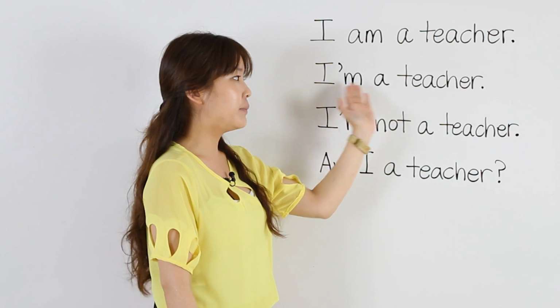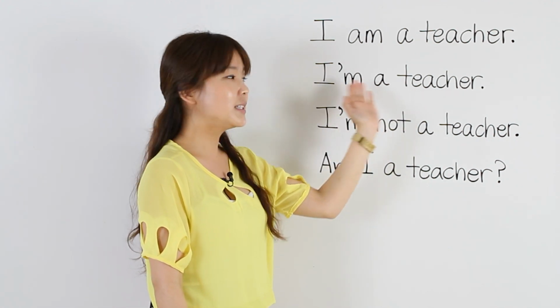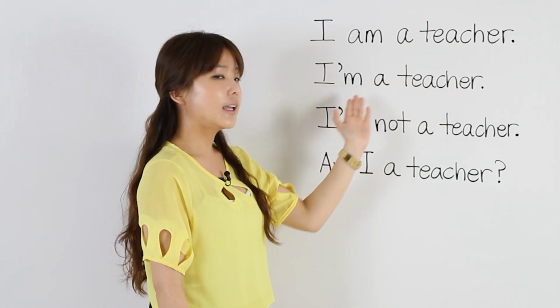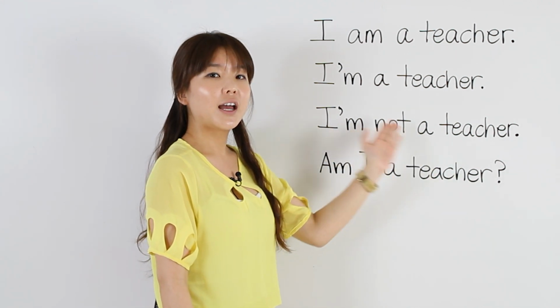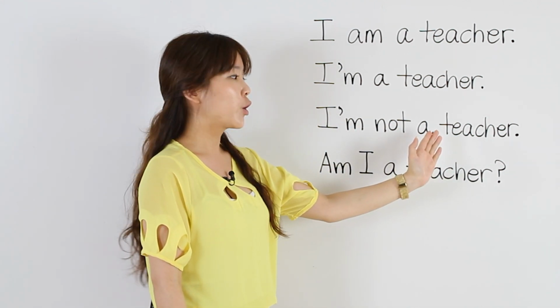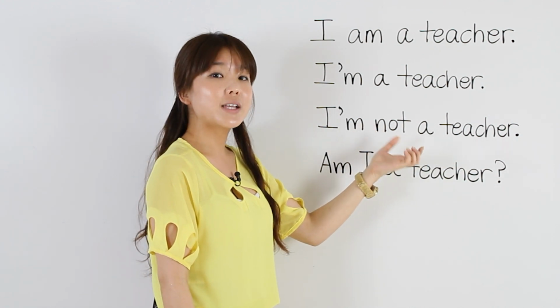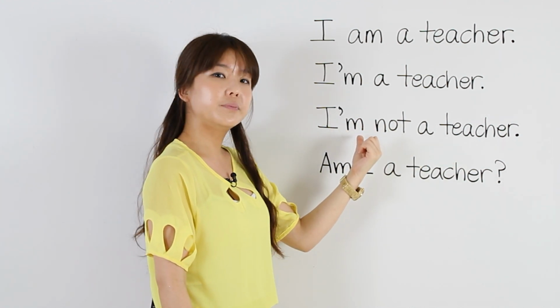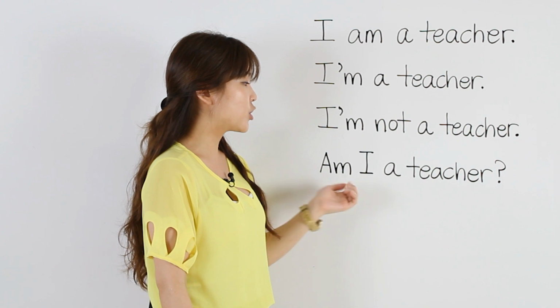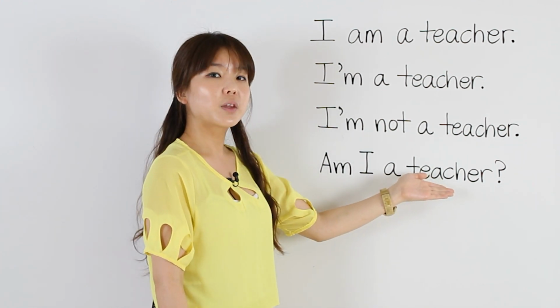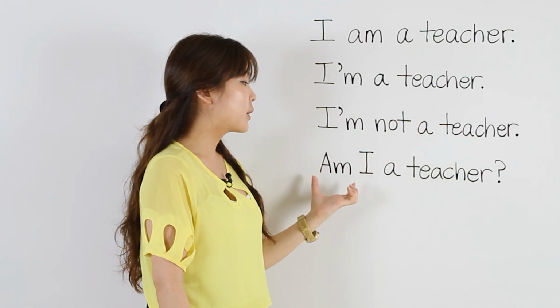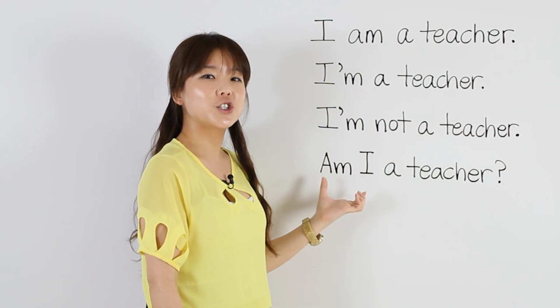I'm a teacher. This is a negative sentence. I'm not a teacher. Remember, not goes after the be verb. And here's a question. Am I a teacher? Remember, the be verb comes in the front for a question.